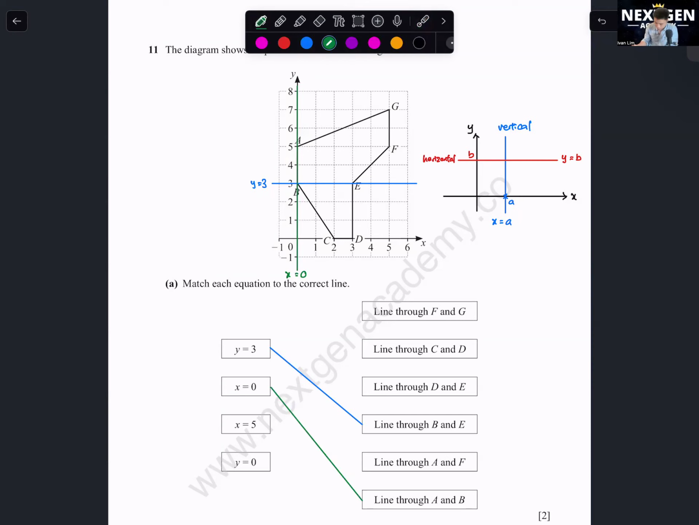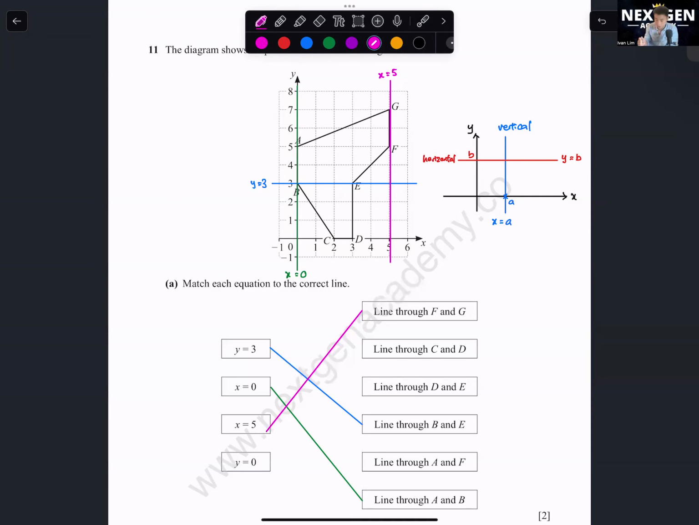Okay, the next one. X equals to 5. So this one is a vertical line also. Okay, let's use our next color. X equals 5. Okay, here. This is X equals to 5. It's a line passing through G and F, or F and G. This pink color line.